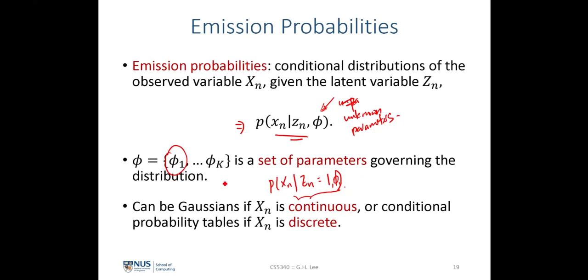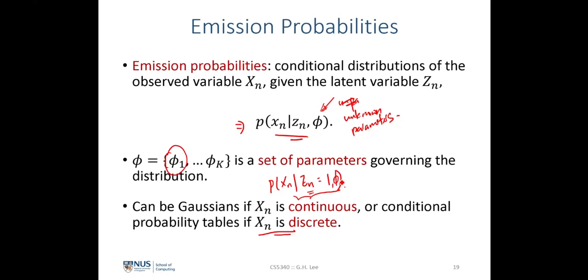And in this case here, I will have k number of this particular distribution, which is dependent on this parameter. So it can be a Gaussian if xn is continuous, or it can also be a probability table if xn is discrete. So in the case where xn is continuous, what this means is that for every state that zn is going to take, I would have a different set of mu and sigma that governs this particular probability distribution over here.